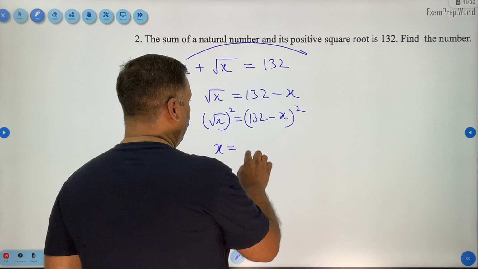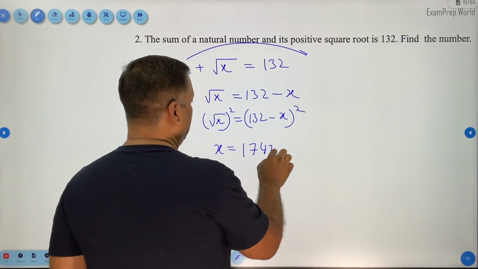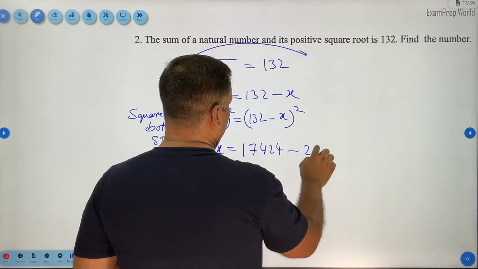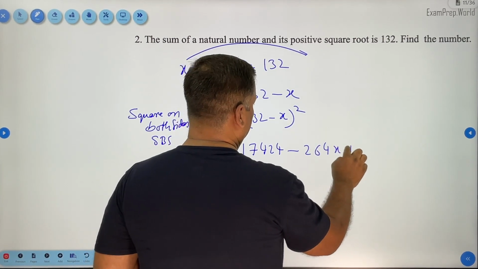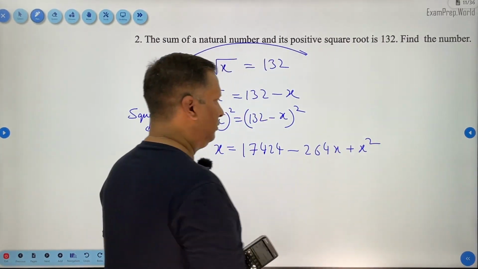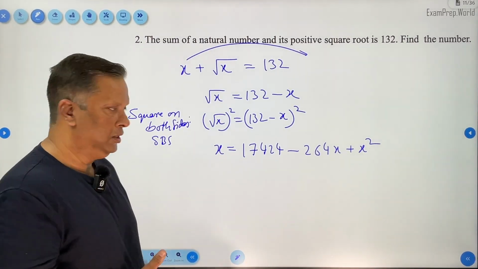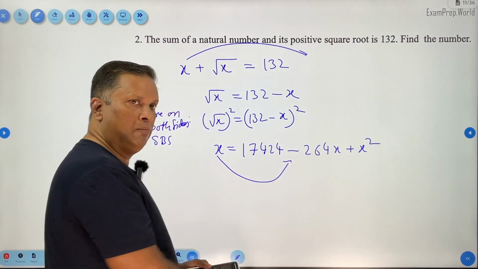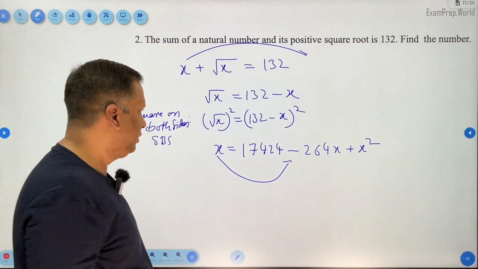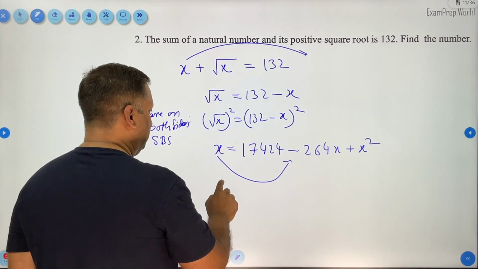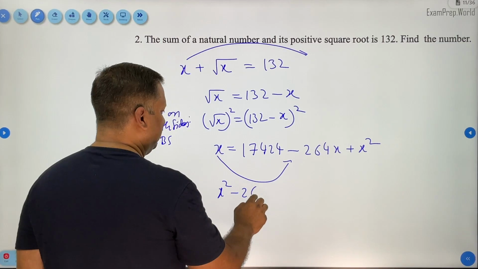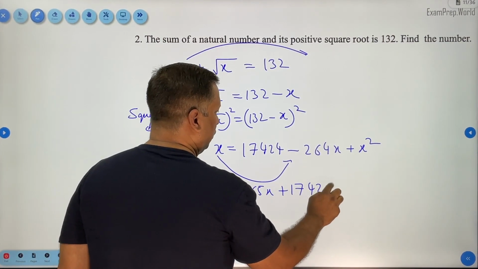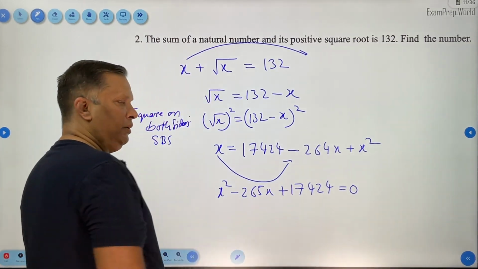17424 minus 264x plus x square. We have this function. Now how to make it a complete quadratic? Move this x to this side, it will become negative x and it will become 265x. So let's do it. So it becomes x square minus 265x plus 17424 equal to 0. Now can we solve for x?